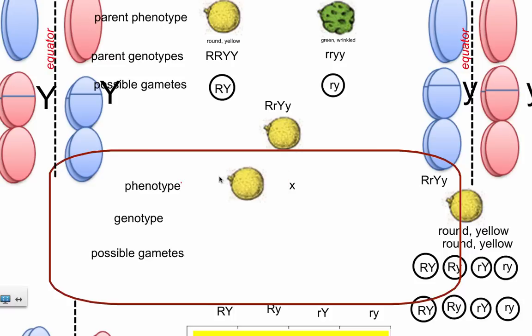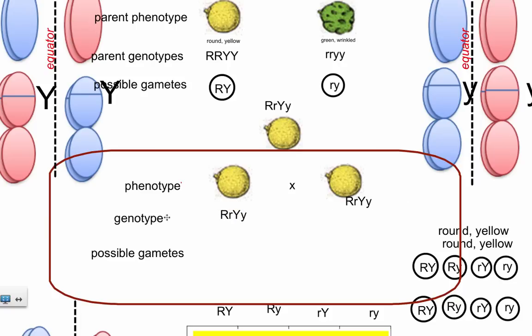Okay, here's one of them, and it's gonna mate with another one, and their genotypes are heterozygous for both traits. Now this is going to be a little more interesting. So the genotypes are heterozygous for both traits. I just grabbed that from up here.